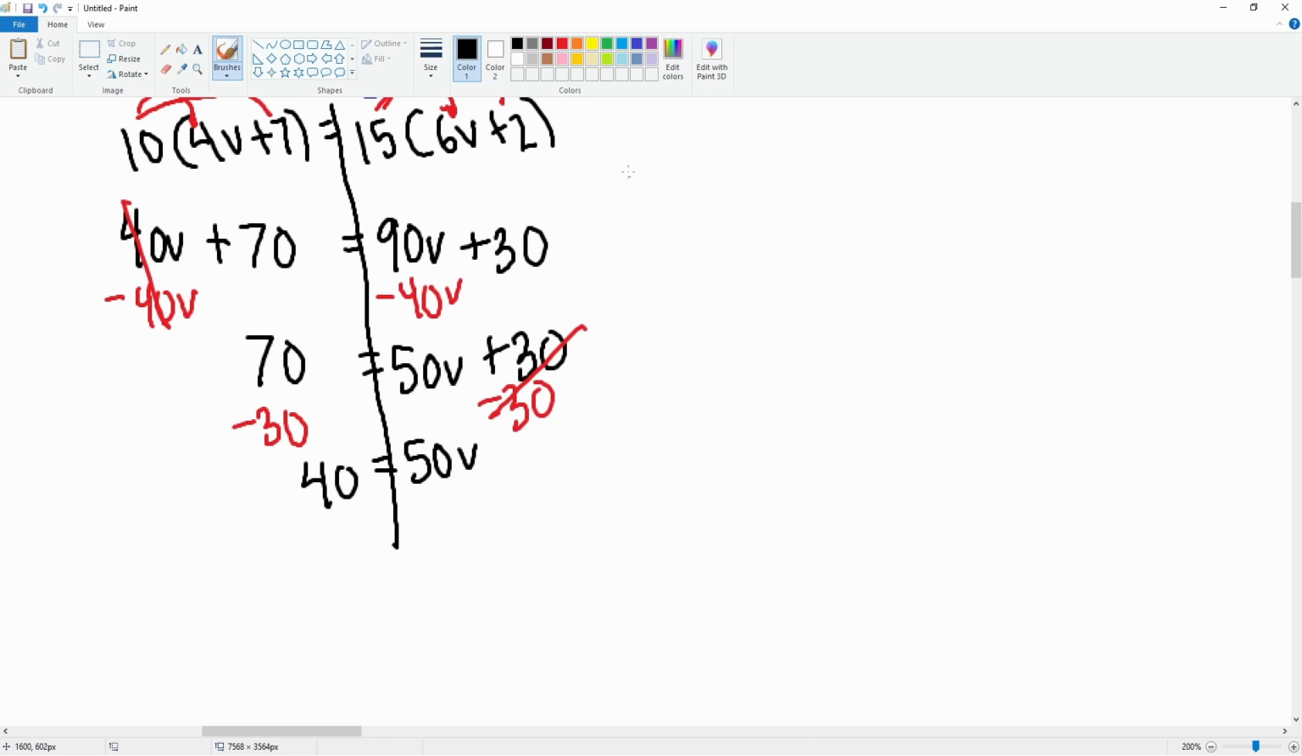All right, so the 50 is attached to the v via multiplication, so it is 50 times v on the right-hand side. To get rid of the 50 times v, we want to divide by 50 because that is the inverse. Divide 50 to both sides. 50 over 50 cancels out, leaving you with a v on the right-hand side. And we have 40 divided by 50, which simplifies to 4 over 5. So the answer is 4 over 5 is equal to v.